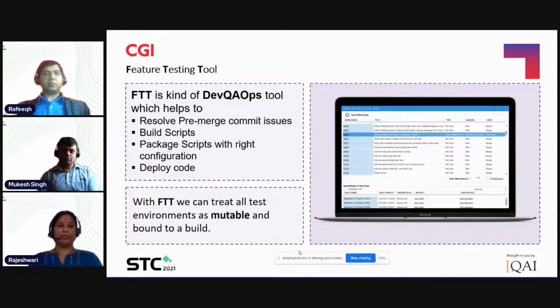Coming to what FTT actually does, it is a unique implementation. As I told you, it is a kind of Dev QA Ops tool. It helps to resolve pre-merge commit issues. Previously QAs were working in silos, so we were not worried about the deployment activity. The developer would do the coding, the ops team would do the deployment, and QA would be testing. But this FTT gives the power of deployment to the QA. In the agile world, that is what we require, so we have to work closely with the developer. This FTT will resolve the pre-merge commit issues.